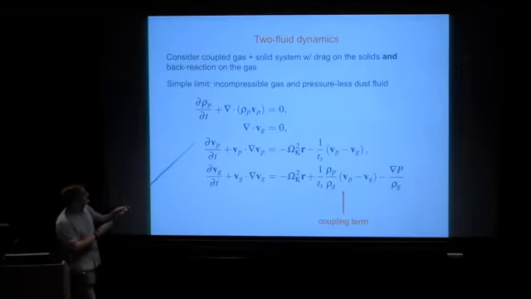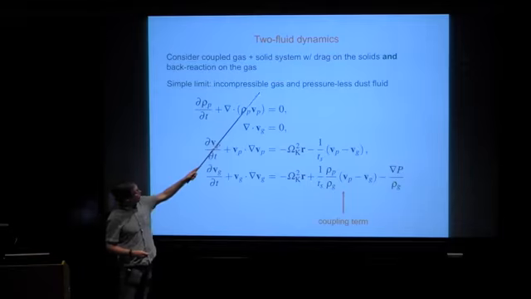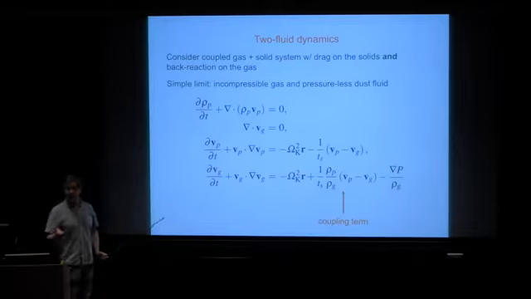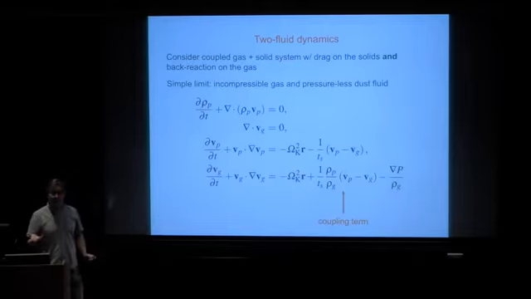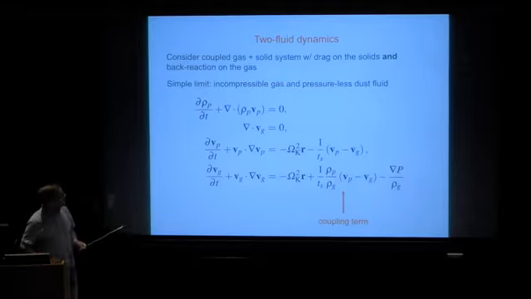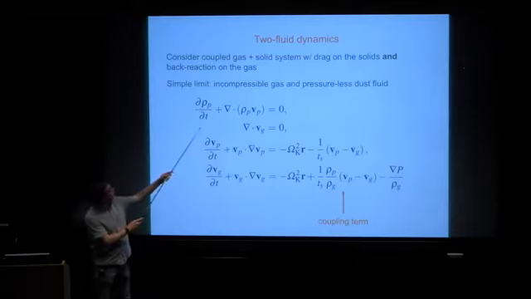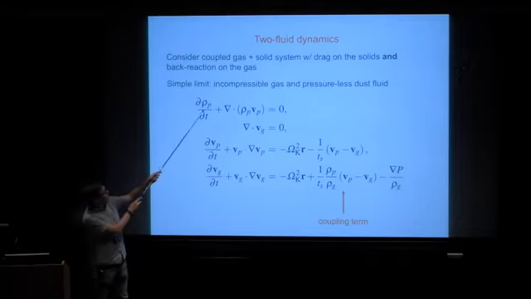A simple limit where you consider that the gas is incompressible and the dust or the particles are represented as a fluid, but a fluid that does not have pressure, because they're really just solid particles, not a gas. So in that case, you can dispense with the continuity equation for the gas, just say that the gas has no divergence, and you have a continuity equation for the density of the particle fluid, which is rho p.